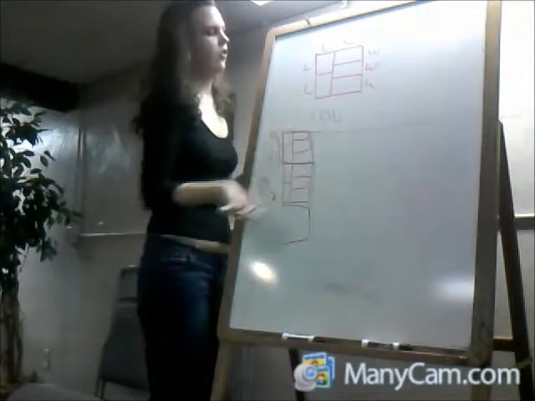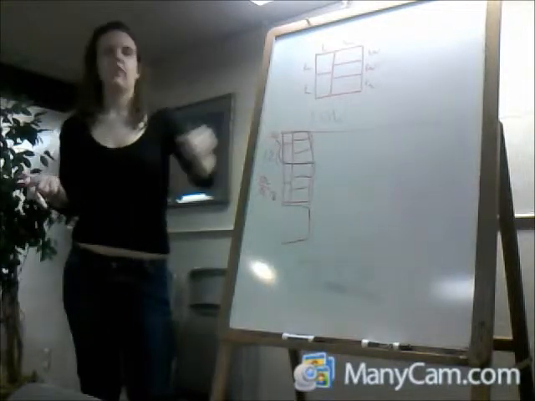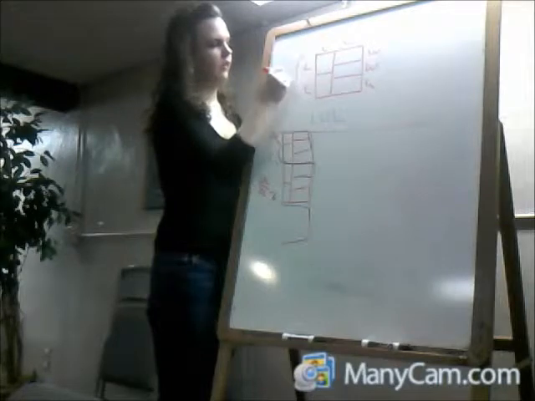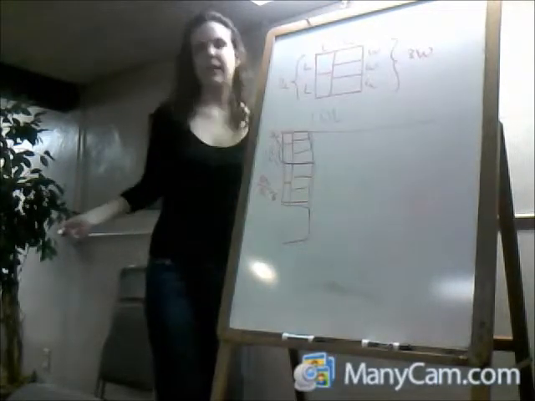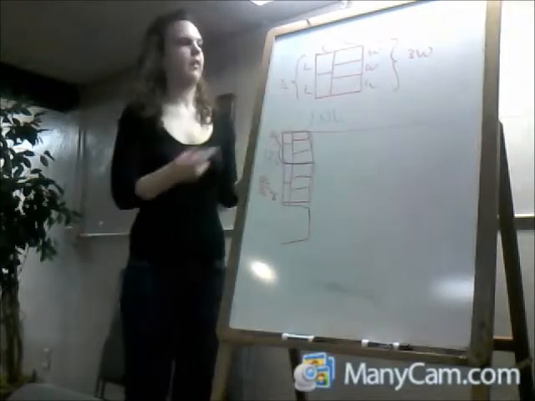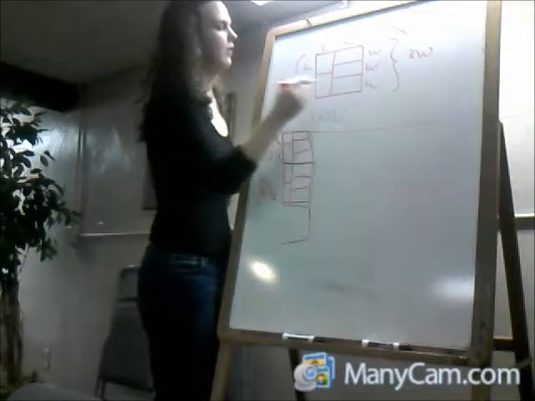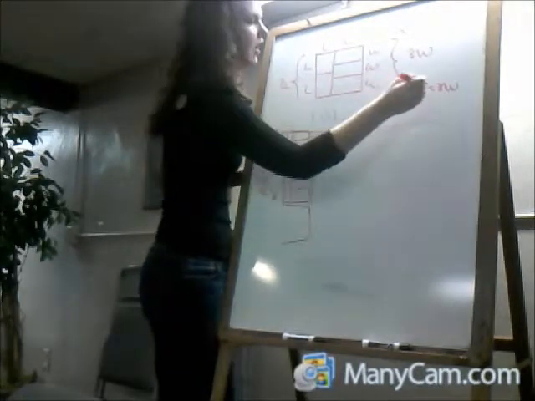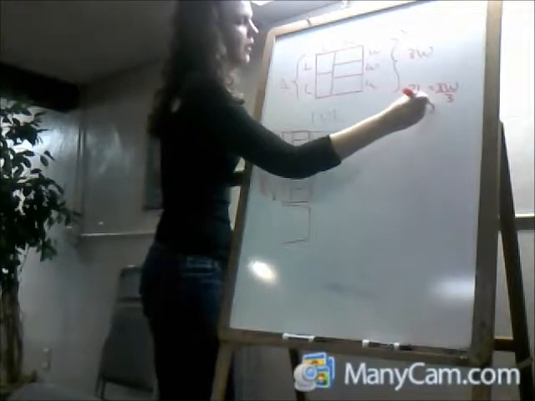So now here's the tricky part. We want to keep things in terms of L, because this is in terms of L. So what's our conversion? We see 2L on this side equals 3W on this side, right? Because they're the same. It's a rectangle. It's not some crazy thing like a trapezoid or something. So we've got 2L equals 3W. Divide both sides by 3, and we've got 2L over 3 equals W.